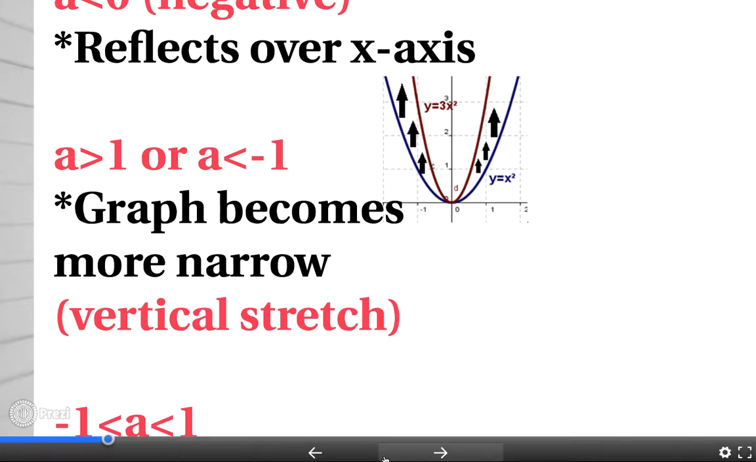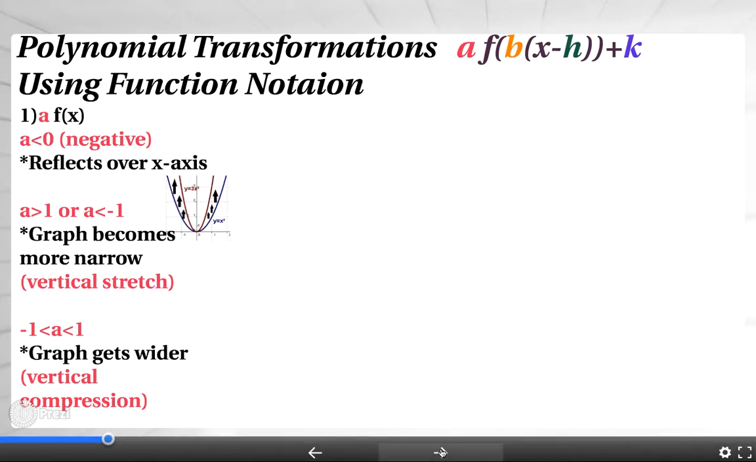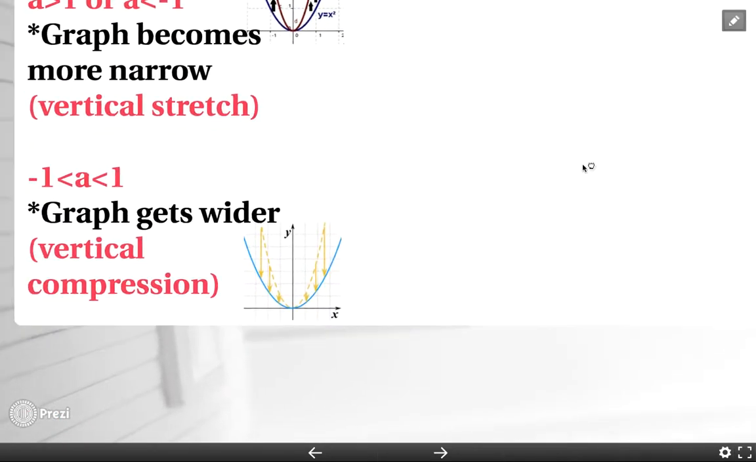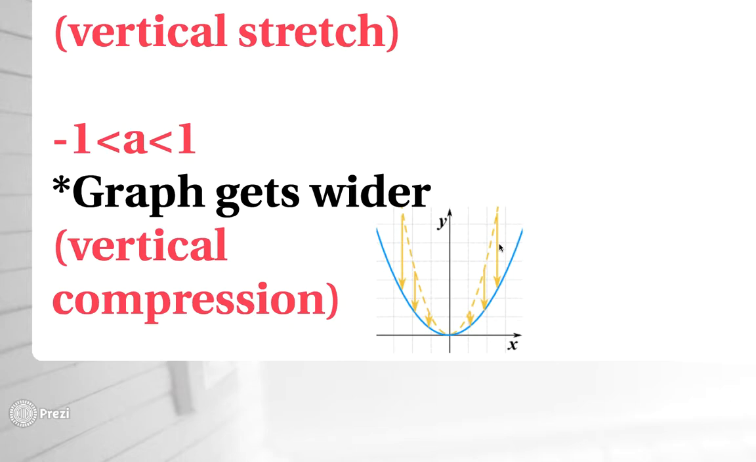In this case that will be a vertical stretch. Now, when A is between -1 and 1, so when A is a fraction, it will get wider, and this is called a vertical compression. Again, I have a little picture to demonstrate, because this is probably the hardest one to get. If we start at the yellow dashed graph as our parent, and we get to the blue graph, this time envision that you're pushing your arrows downward. If you push your arrows downward, it will make the graph get wider. And this is called a vertical compression.